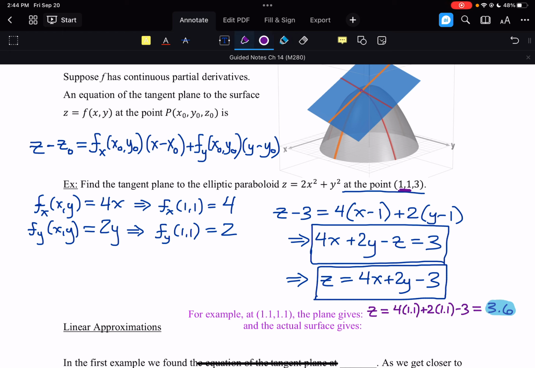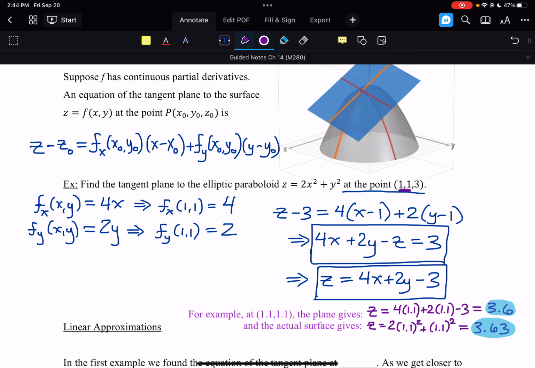Now on the actual surface, this one is a little bit easier, so this one doesn't take a lot of work for us to get the actual value. If we do 2 times 1.1 squared plus 1.1 squared, this will be 1.21, and then so it's 2.42, and then this is 1.21, which adds up to 3.63. So the actual value at the point 1.1, 1.1 on this paraboloid is 3.63.